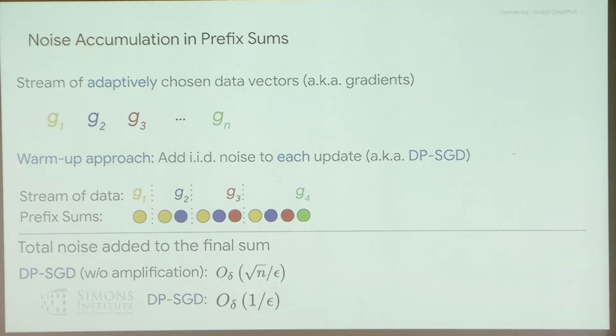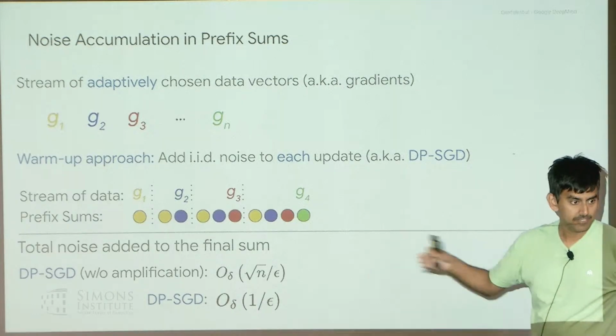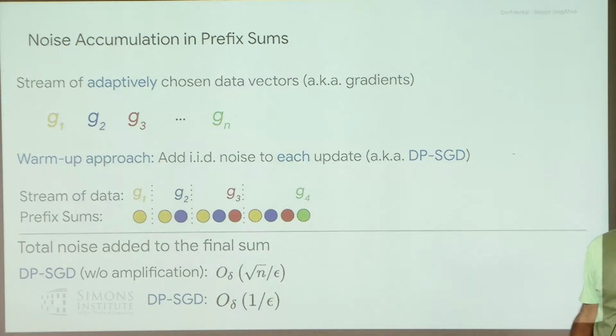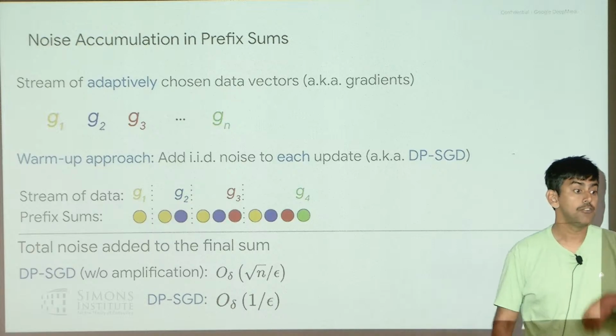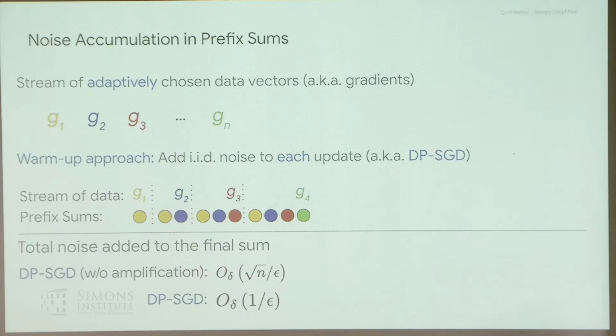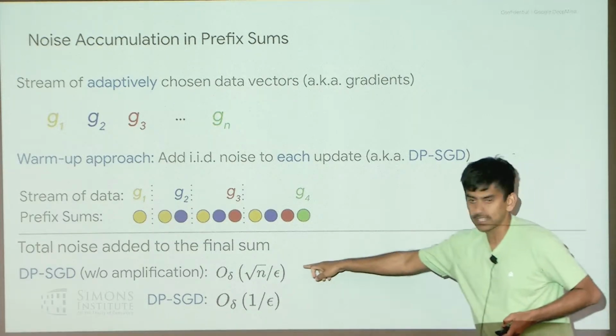Let me start with a warm-up approach. If I add independent noise to each of the gradients, this is what we call DP-SGD without amplification. Then you will add noise in the order of square root of n, where n is the number of steps. This is just the standard variance bound. If you use amplification, you go to order 1 over epsilon for the last prefix sum you computed. This is just to keep the scale in mind: I want to be closer to this number than this number.